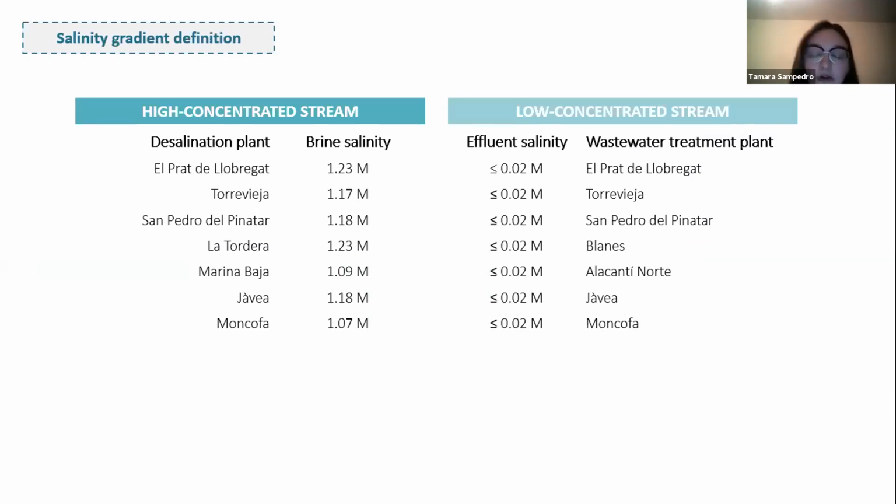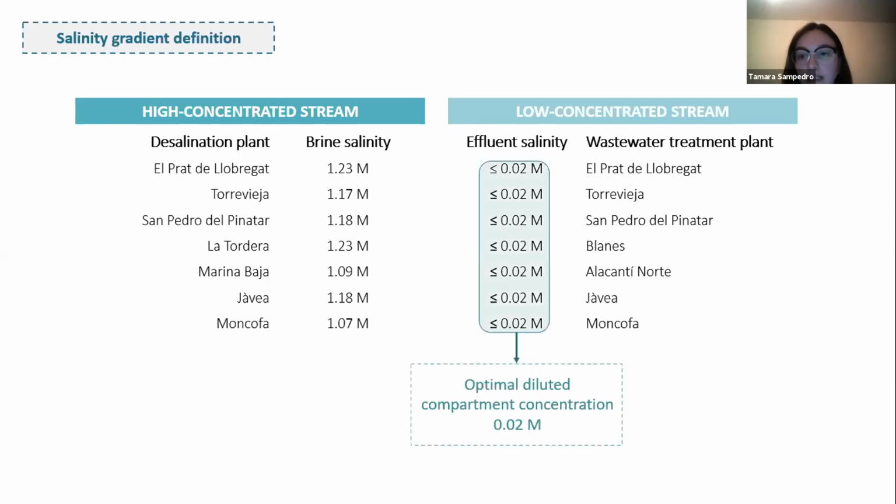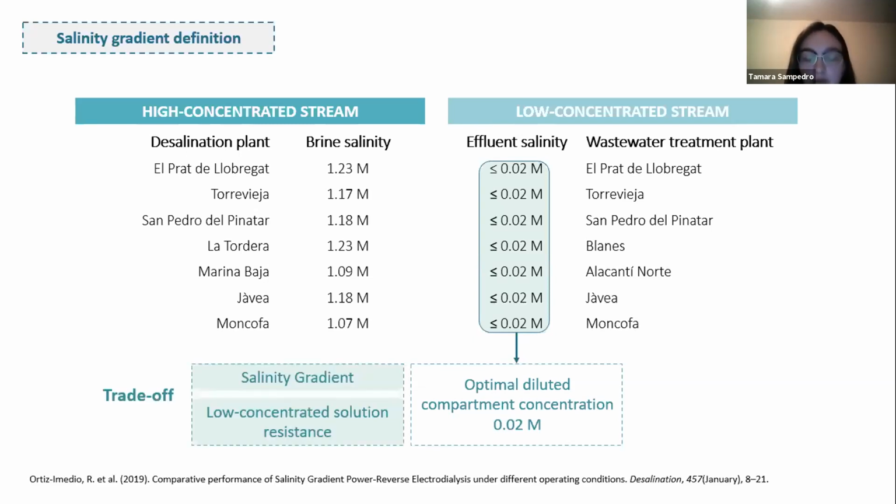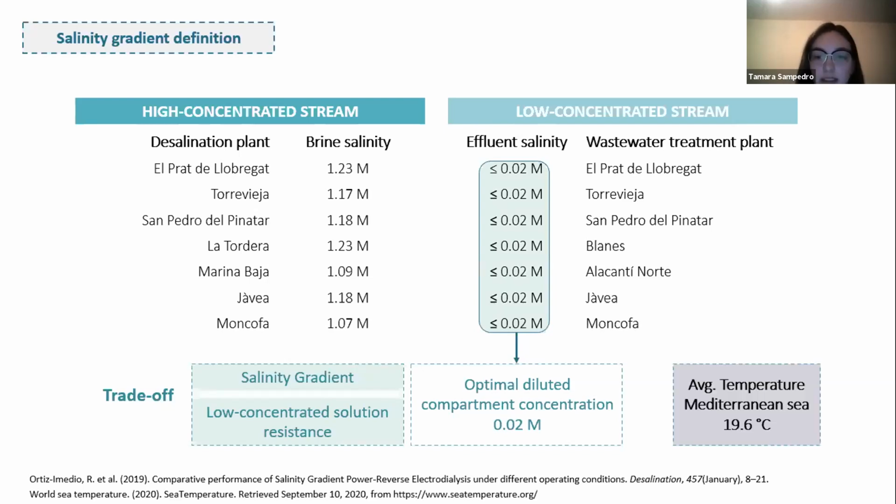This shows the definition of the salinity gradient for each scenario studied. Here we can see that brine salinity varies between 1.07 molar and 1.23 molar. And for the diluted solution, we have seen that in all cases it is below 0.02 molar. That is the optimal diluted compartment concentration that has been determined, trying to find a trade-off between the salinity gradient and the low concentrated solution resistance.